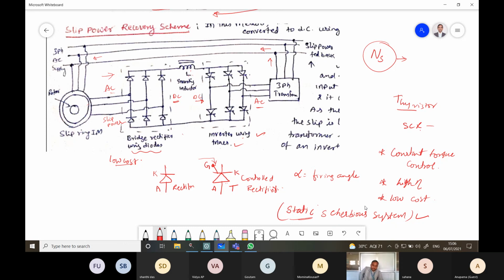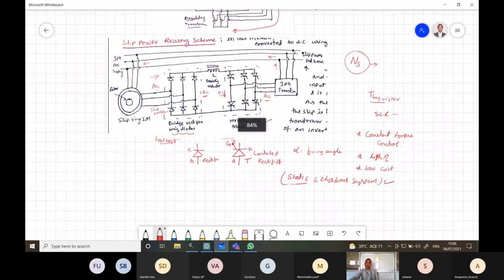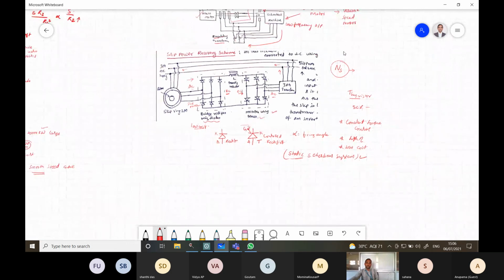Any doubt regarding this? These are the different kinds of speed control of three-phase induction motors from the rotor side.